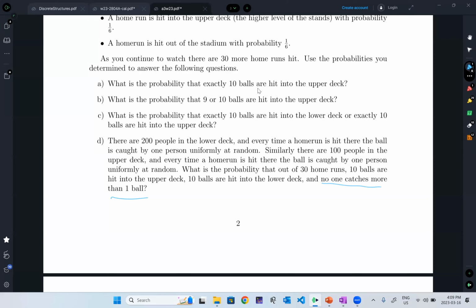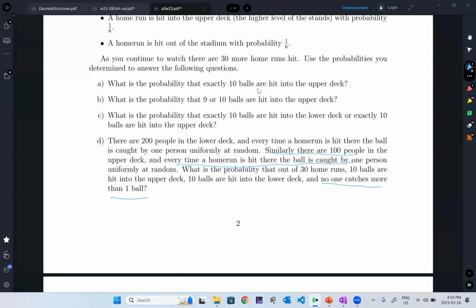So that's the idea behind this. The first event is that 30 home runs are hit. And then out of that, the sample space is that 30 home runs are hit, and if they're hit into one of the stands, then somebody catches them. And then out of that sample space, I want the event that 10 are hit into the upper deck and 10 are hit into the lower deck. And then it says here, 100 people in the upper deck, and every time a home run is hit there, the ball is caught by one person uniformly at random.